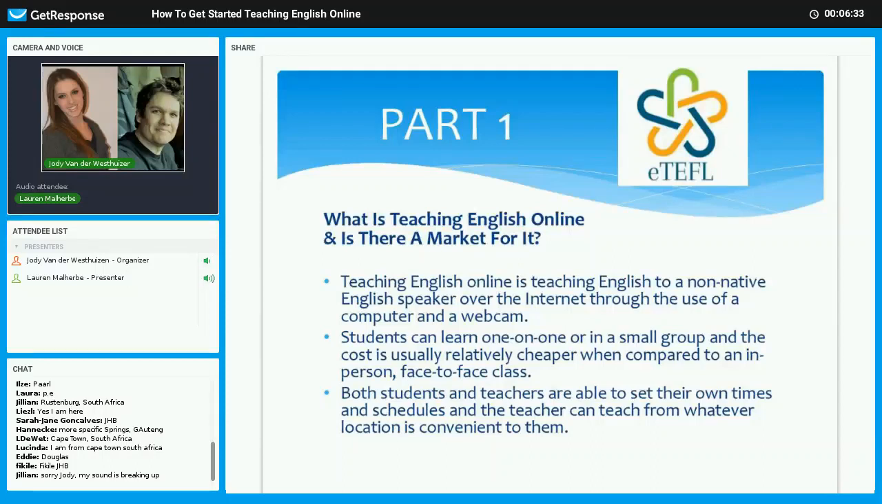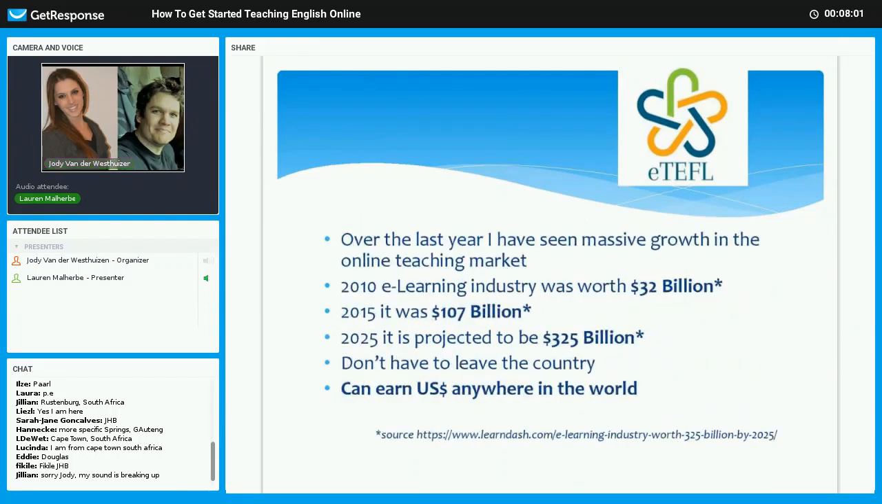Students can learn one-on-one or in a small group, and the cost is usually relatively cheaper than compared to an in-person or face-to-face class. So both students and teachers are also able to set their own times and schedules, and the teacher can teach from whatever location is convenient to them. So you could work from your home. And I also know a lot of people that are digital nomads traveling around the world and teaching from their laptops from wherever they are in the world. So it gives you a lot of flexibility. You don't have to be in a specific classroom at any specific time.